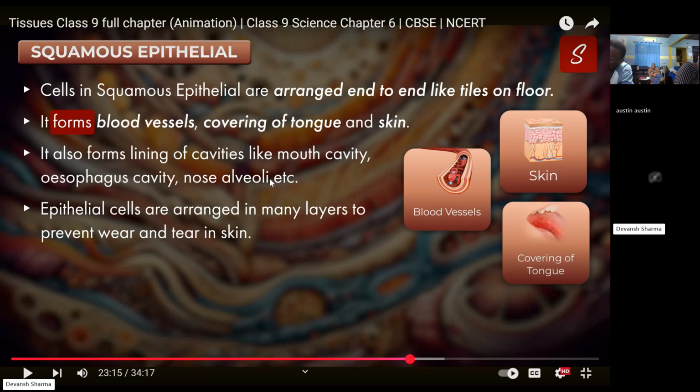And what is alveoli? This you did not ask me. So the alveoli, the singular of it is alveolus, right, sir? Alveoli is around this. Is it close to the lungs?